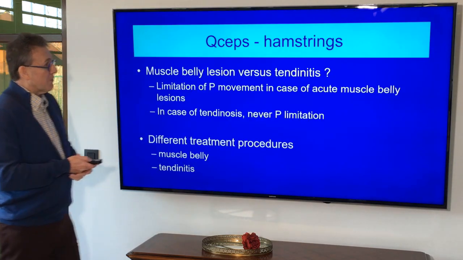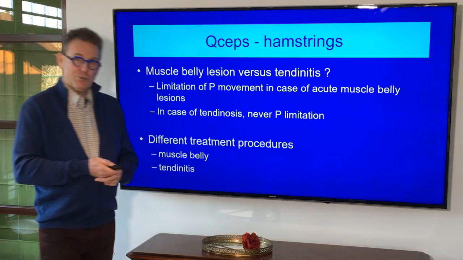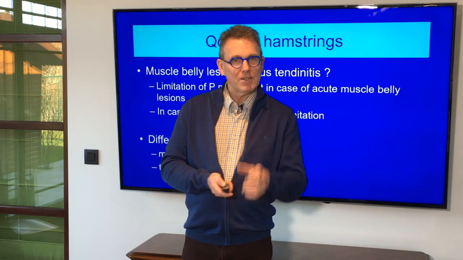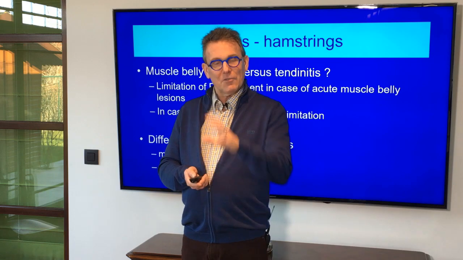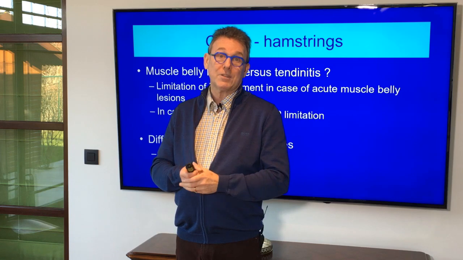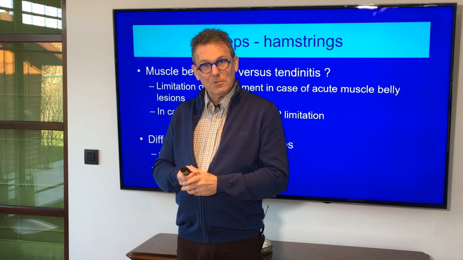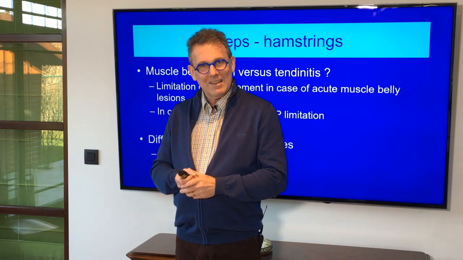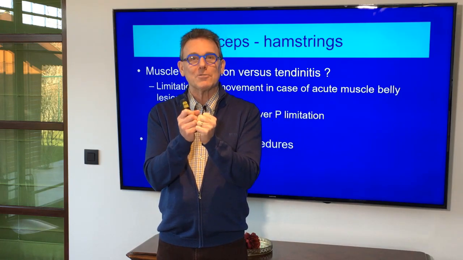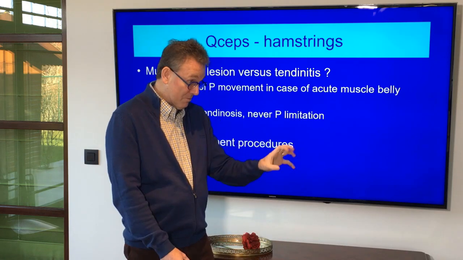And then quadriceps and hamstrings, well, a muscle belly lesion of the hamstrings, a real nice muscle belly lesion, what is going to happen? The fibers along that lesion, automatically they go into spasm to protect that lesion. Spasm results in limitation of movement. In another film I talked about the tennis leg, acute muscle belly lesion of the gastrocnemius. You're going to have limitation of passive dorsiflexion because of the spasm.